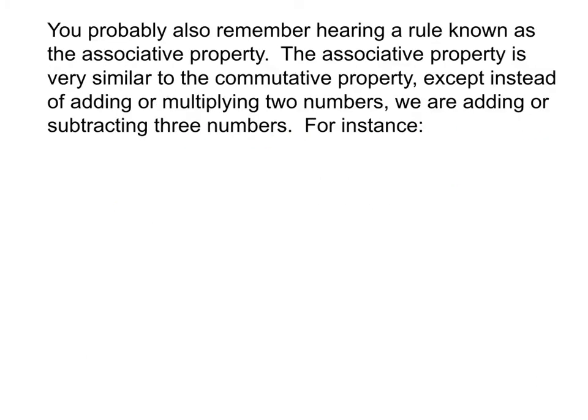You probably also remember hearing a rule known as the associative property. The associative property is very similar to the commutative property, except instead of adding or multiplying two numbers, we are adding or multiplying three numbers. For instance, if you are given the problem 3 plus 4 plus 5, one way you can certainly do that problem is you can add together the 3 and the 4 first and get 7. So 7 plus 5 gives you 12.